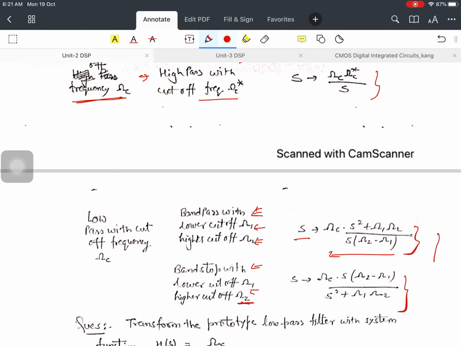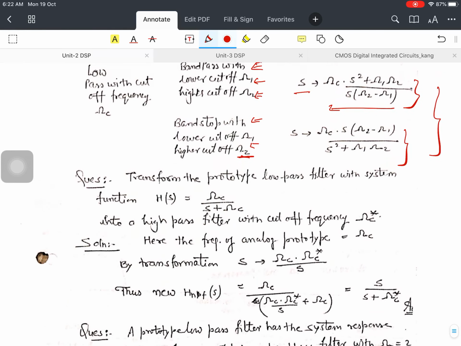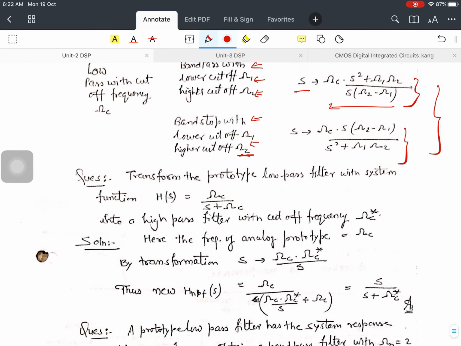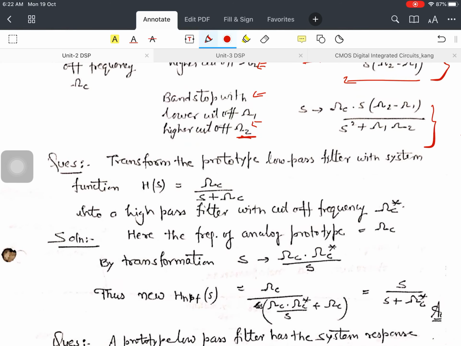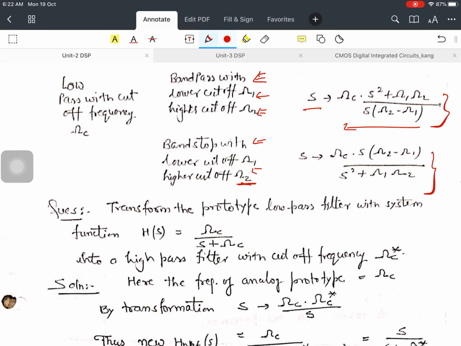Okay, so these two are a little bit the same, just the denominator and numerator are exchanged. Now, if we have one question, for example, the question says: transform the prototype low pass filter with the system function H(s) given as Ωc upon S plus Ωc into a high pass filter with cutoff frequency Ωc star. Okay, now we have to convert this into a high pass filter.